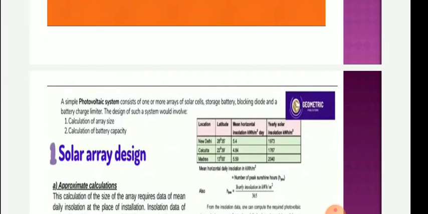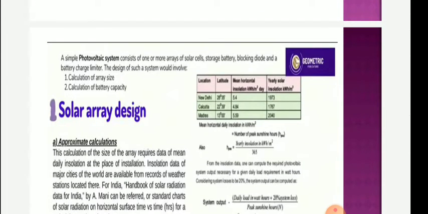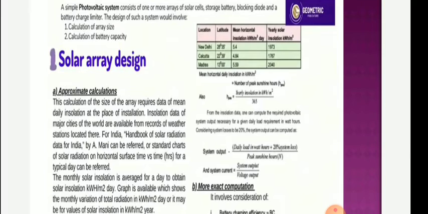Next was the solar array design. Calculating the array size and how many arrays are to be put into the system is a very important area. Here the approximate calculation is done using the solar radiation available in that area, and with the handbook of solar radiation they decide the total number of hours of solar radiation and the maximum power obtained from it. With that they decide the solar panels required.